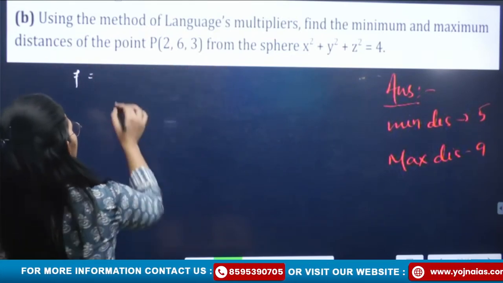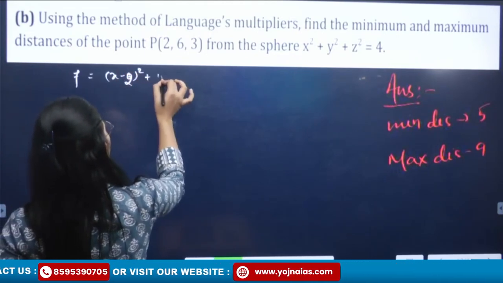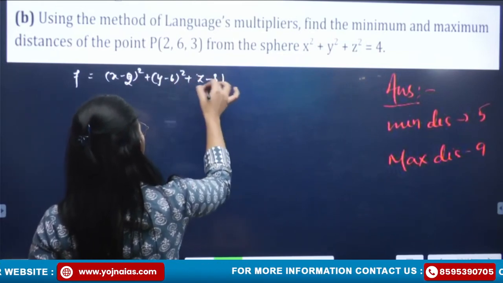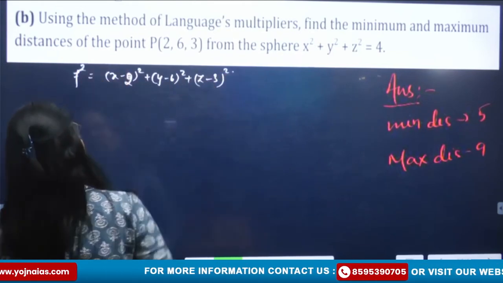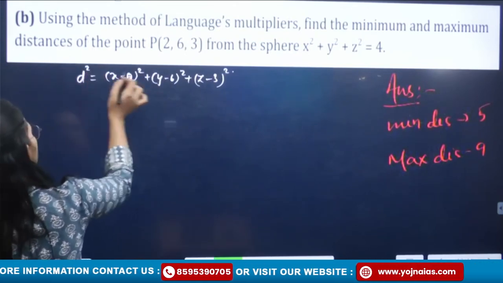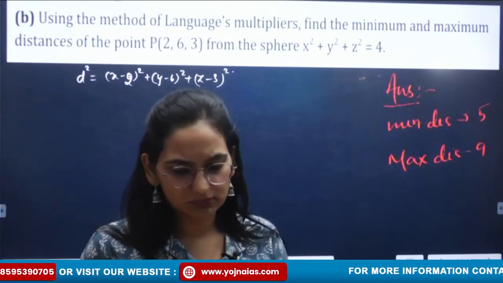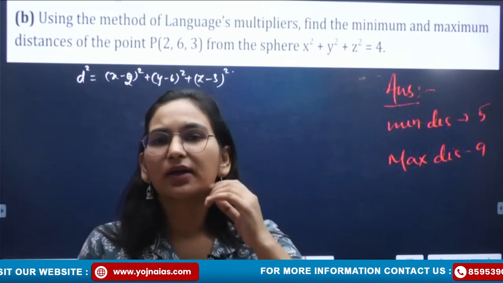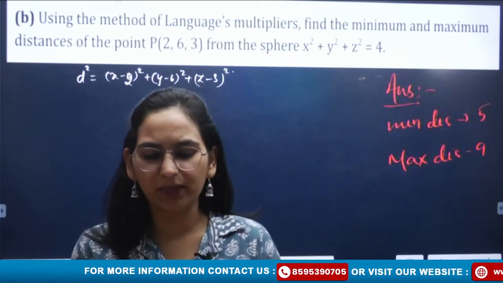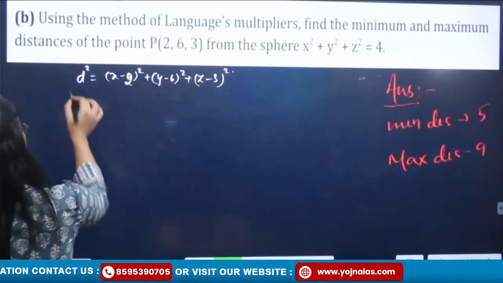That is (x minus 2) square plus (y minus 6) square plus (z minus 3) square, and this can be taken as d square, because distance has a square root and we do not want the square root. If a function under the root is maximum or minimum, then its square is also going to be maximum or minimum. So why keep the square root, we will not do that. Okay, say this is f.